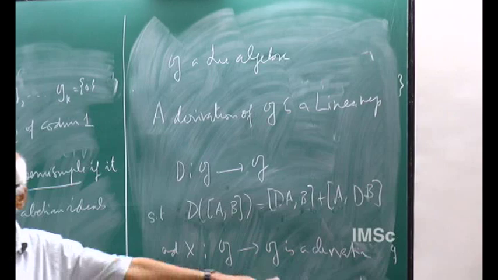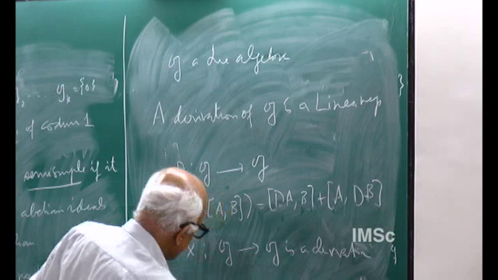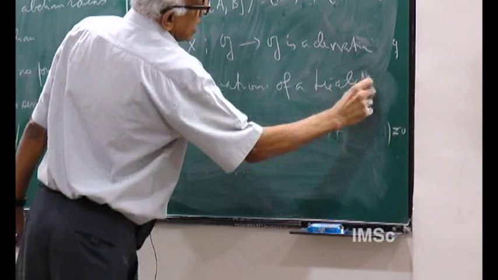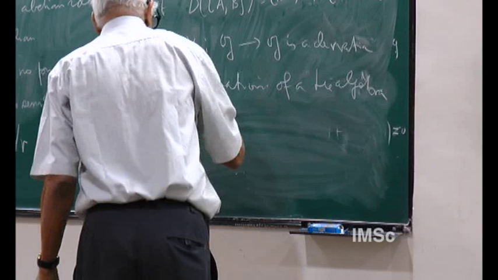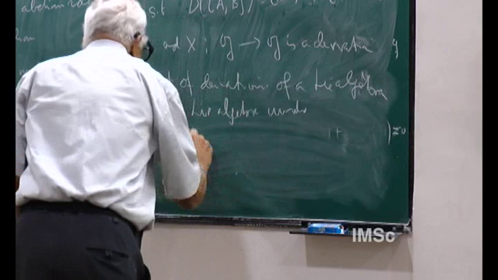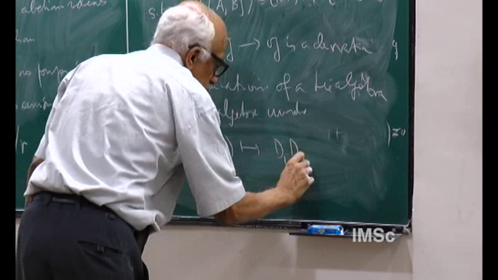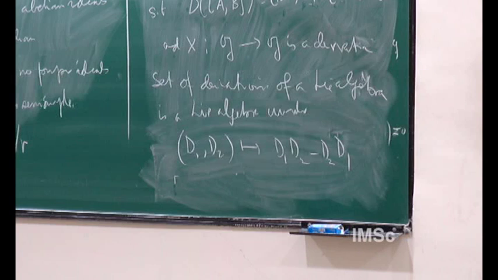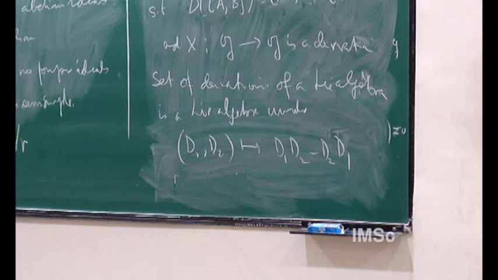But anyway, a derivation of the algebra is this. Suppose you have a Lie algebra G. The set of derivations of the Lie algebra is a Lie algebra under D1, D2 going to D1 D2 minus D2 D1. That's reminiscent of what we did with vector fields. D1 is a linear map of the Lie algebra into itself. So D2 D1 is also a linear map. That is no longer a derivation, and so is D1 D2. But if you subtract D1 D2 minus D2 D1, what you end up with is a derivation. It's all routine checking. It's quite easy to see. So the set of derivations of a Lie algebra is a Lie algebra under this operation.